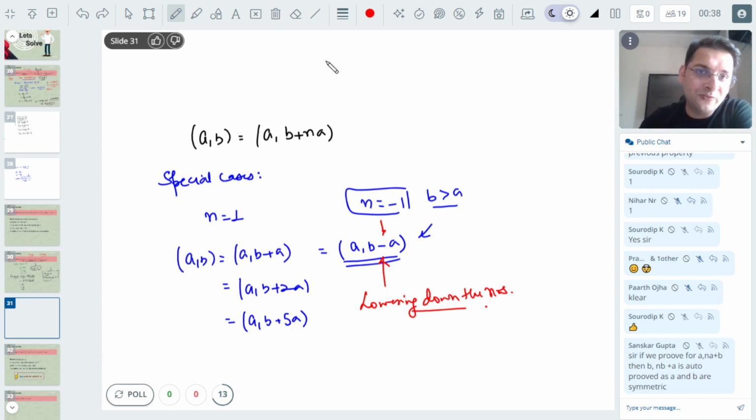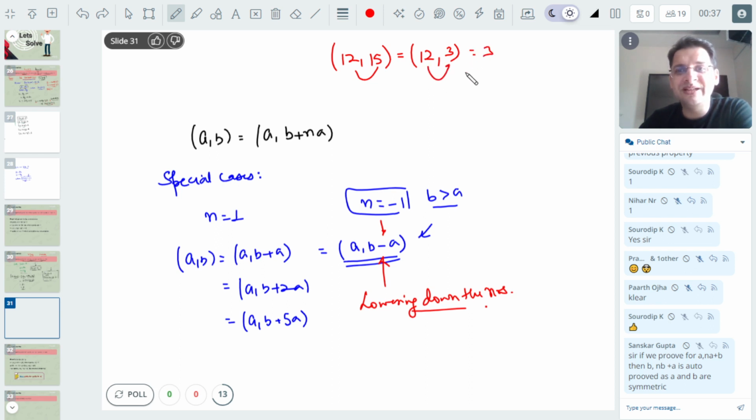For example, if you want to find the GCD of 12 and 15, maybe I have to use the Euclidean algorithm or maybe prime factorization. But if you apply this property, smaller number as it is, bigger minus smaller. So GCD of these two numbers is same as GCD of these two numbers. Isn't it? And we know that 12 is a multiple of 3. So GCD is going to be 3. And this is the answer. Right. So this is a very powerful tool, very important tool, which helps us a lot in these kind of questions.